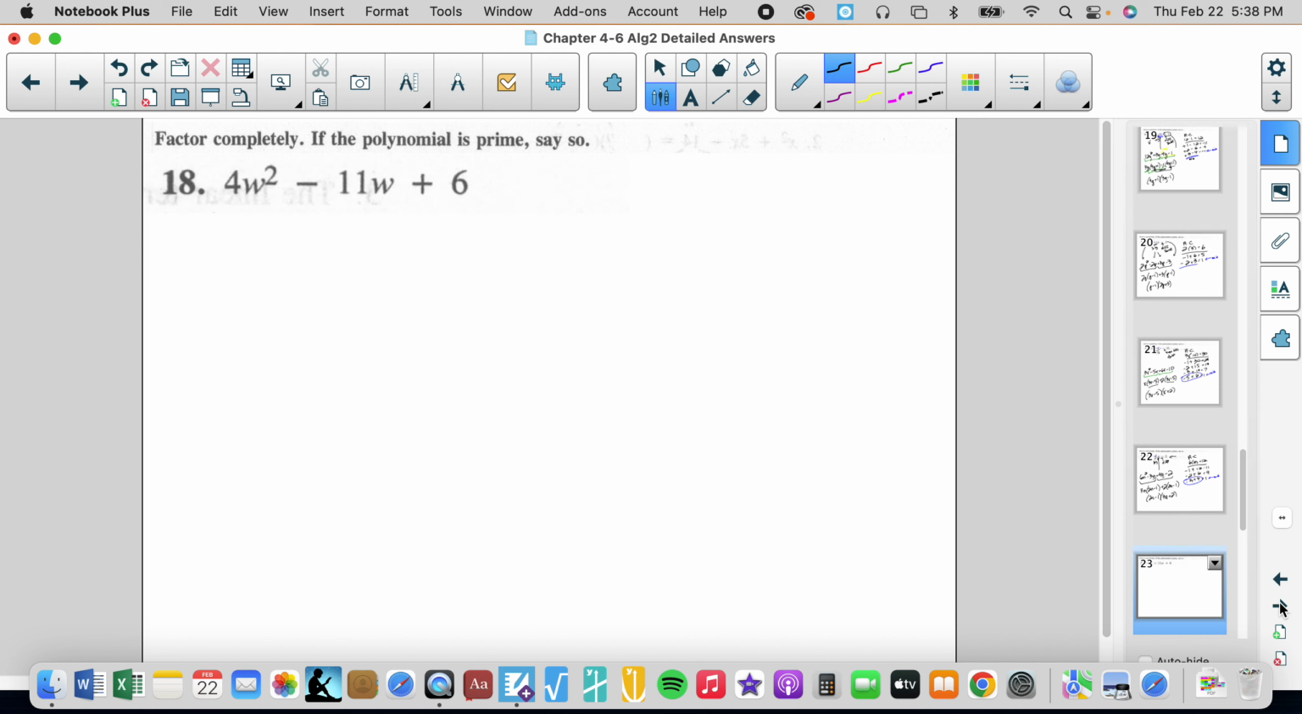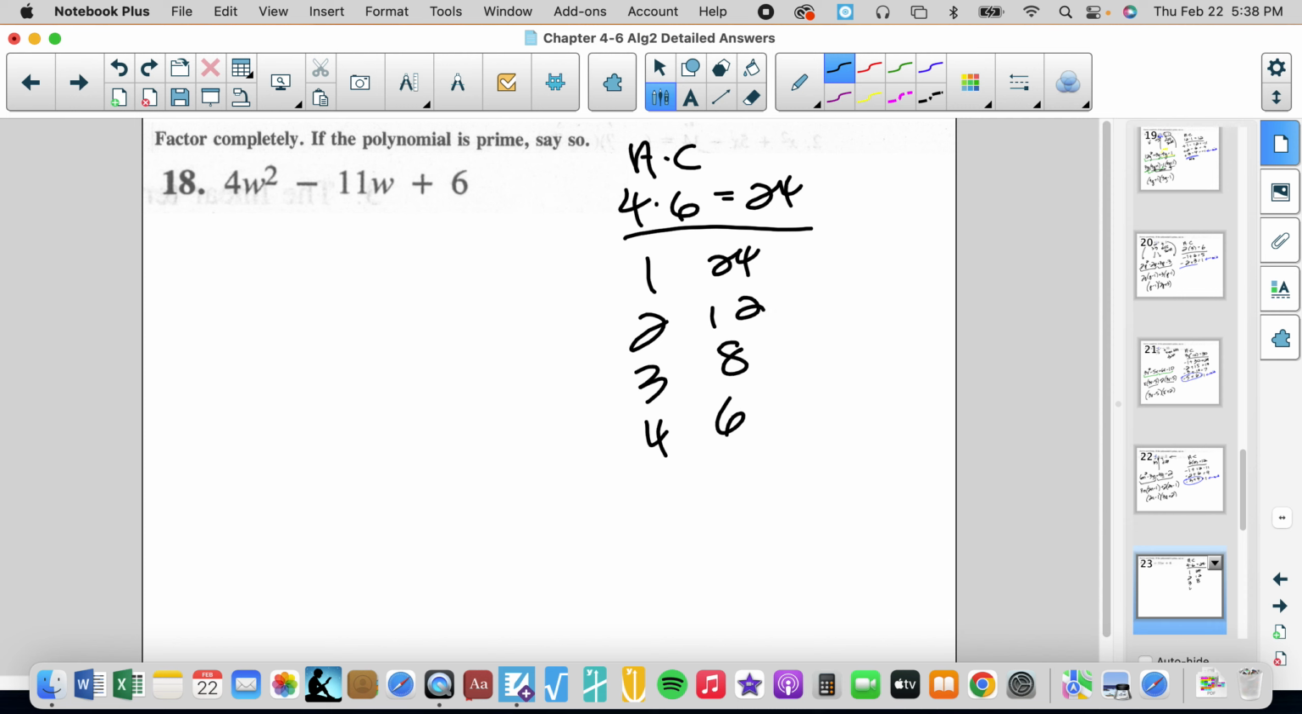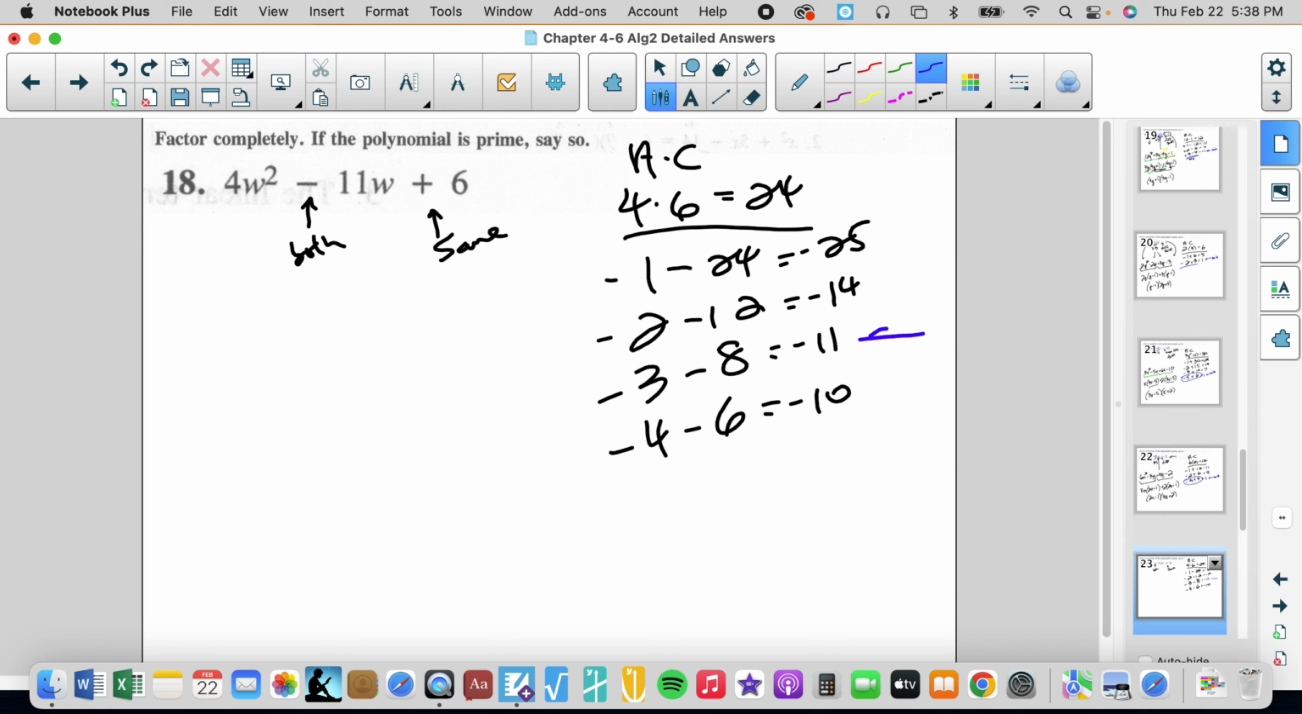Oh, finally. Let's go. Our middle is not 1. All right, a times c, 4 times 6 equals 24. 1 and 24, 2 and 12, 3 and 8, 4 and 6. Signs are the same, and they're both negative. Negative 10, negative 11, negative 14, negative 25. This equals my middle term, negative 11.